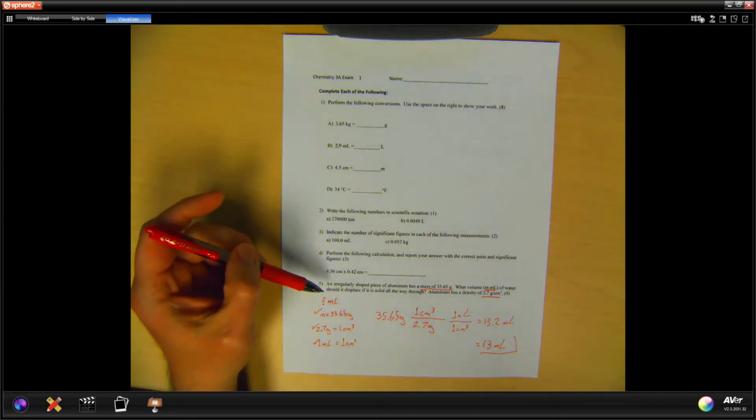Now the question itself does not specify significant figures, so I probably would not mark you off if you had left it at 13.2. But that's how you solve that first question.